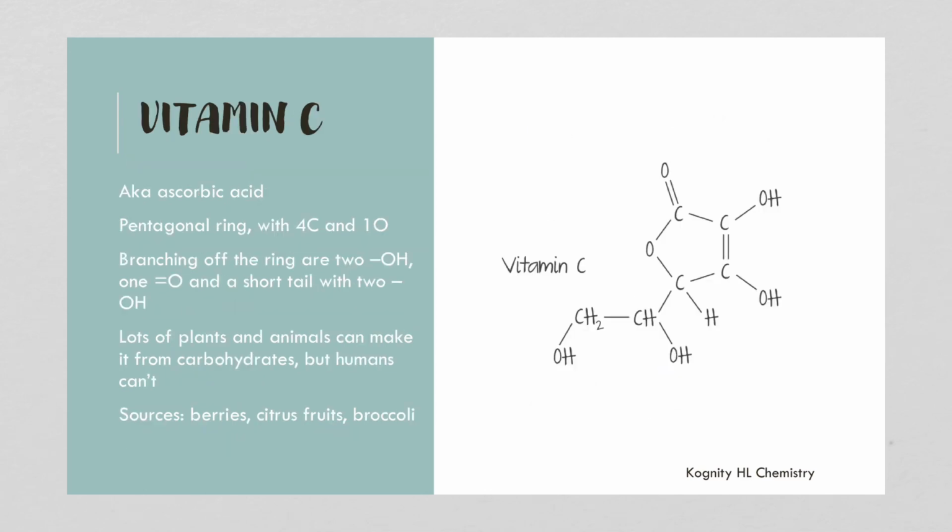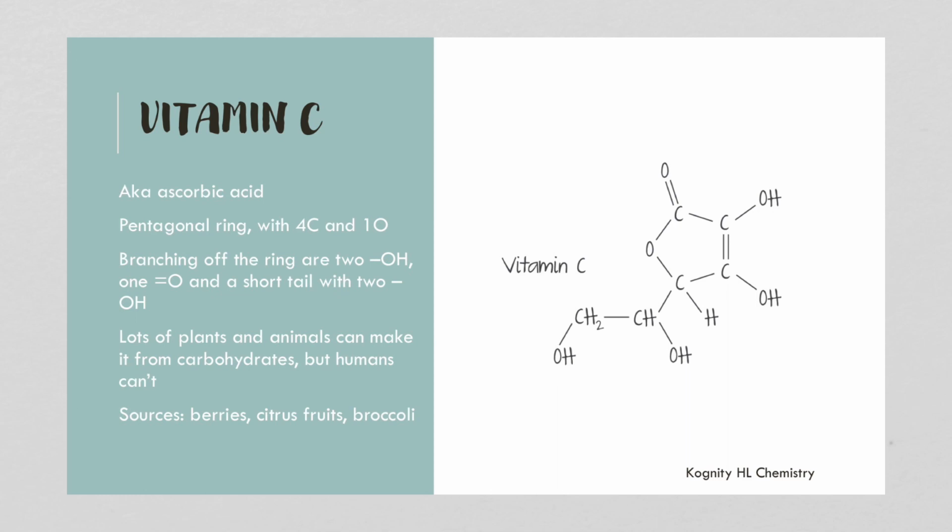Vitamin C is also known as ascorbic acid, and its structure is that it has a pentagonal ring, so not a 5-carbon ring. It's 4 carbons with 1 oxygen. It has some functional groups coming off, so there are 2 hydroxyl groups, 1 carbonyl, and then it has a short tail as well that has 2 hydroxyl groups. So you can see already that all of these functional groups are going to make this molecule polar. So it is going to be water soluble.